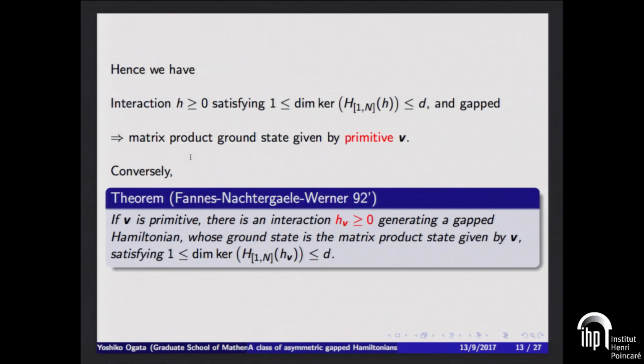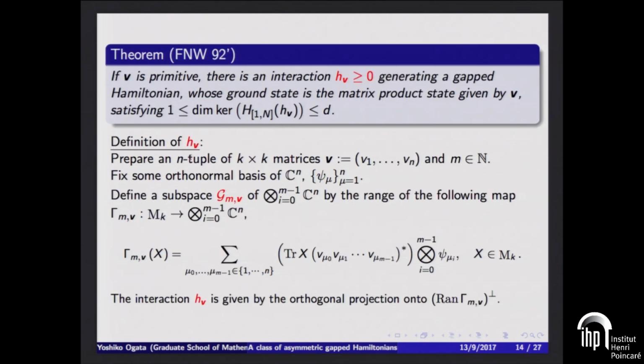But I also would like to specify what this interaction H_V is, which satisfies these nice conditions. And here is the definition of it. It is defined in terms of the gamma we have seen before, the linear map from K-by-K matrices to the tensor of C^n. And the interaction H_V is given by the orthogonal projection onto the orthogonal complement of the range of Γ_m(V). Whatever the definition is, I want to say it is a very concrete way of defining an interaction.